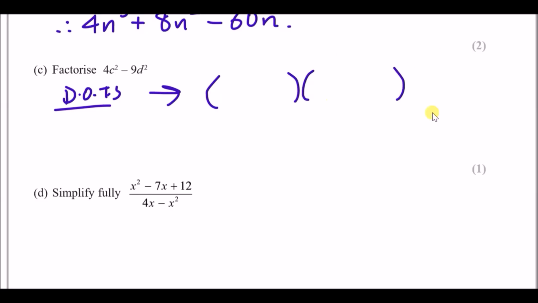Now to get the answer, easy. 4c squared, you just have to square root each term. So square rooting 4c squared will give us a 2c. And then square rooting 9 and d squared will give us a 3d. And then you just put plus and minus.